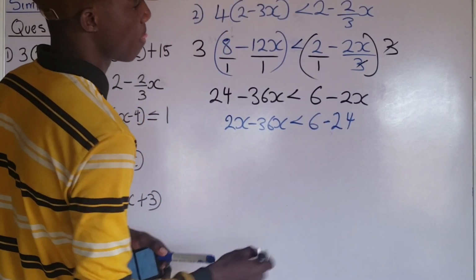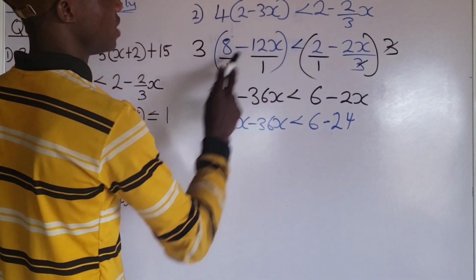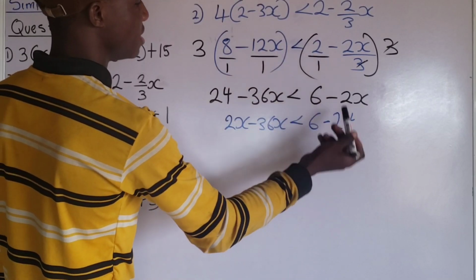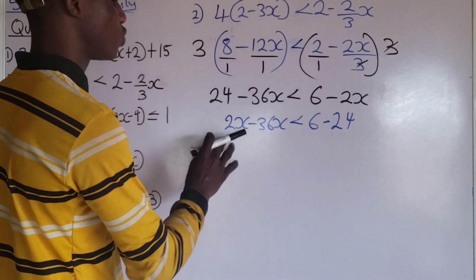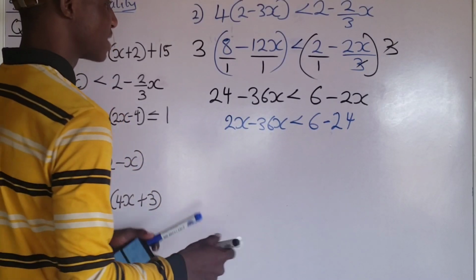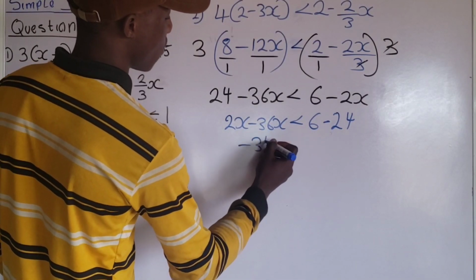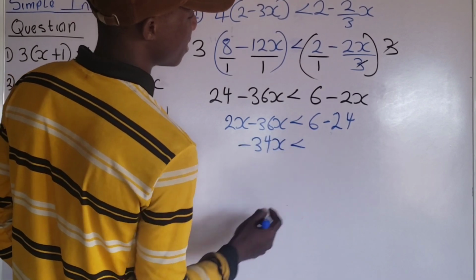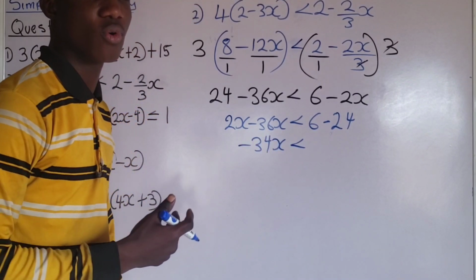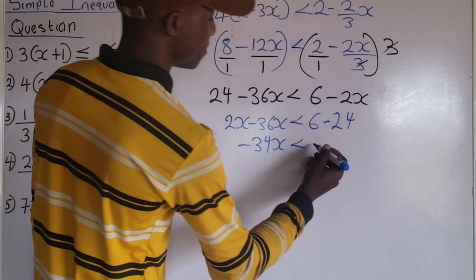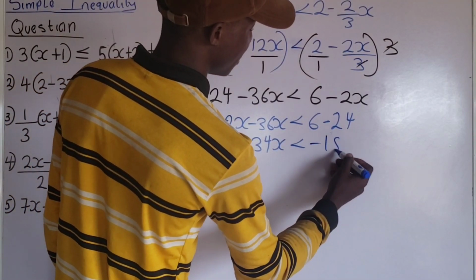Do you know what happened? I transfer this negative 2x to the left hand side, it becomes positive. This positive 24 to the other side, it becomes negative. So I'm left with 2x minus 36x, that is negative 34x, is less than 6 minus 24, that is 18. So I'm left with negative 18, sorry, negative 18.